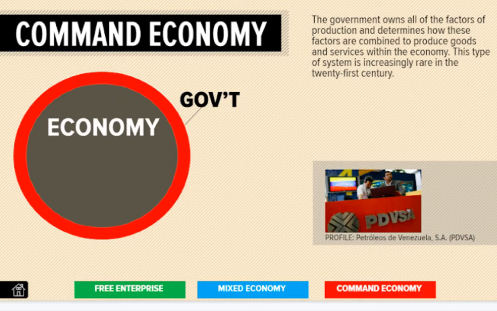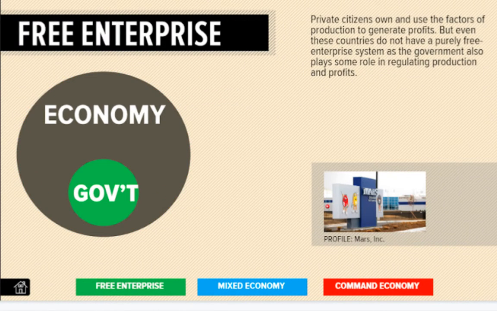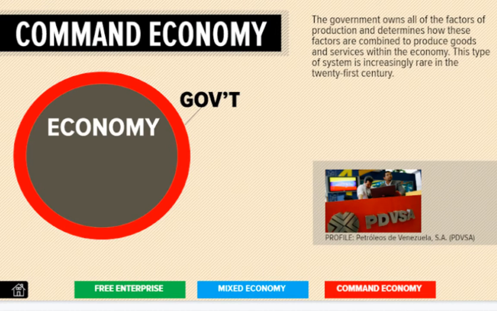And the final one we're going to talk about today is the command economy. And here you see again on this chart that the economy here is actually smaller now than the government. The government has more control over what's happening, the total opposite of what you see in a free enterprise. The government owns all of the factors of production and determines how these factors are combined to produce goods and services within the economy. This type of system is increasingly rare in the 21st century.